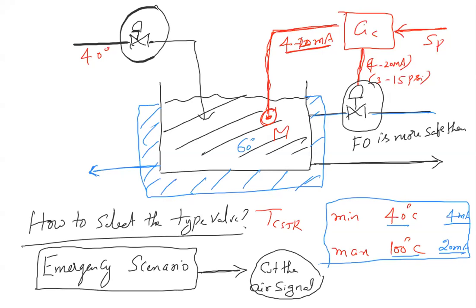than fail close. This doesn't mean that if you select a fail close valve, the plant, let's say the CSTR, will break down. Nothing will happen even if you don't send the cooling water. But from a safety point of view, no cooling water is 99.9% safe. Sending cooling water is 99.91% safe. That means sending more cooling water is a little safer than not sending the cooling water.